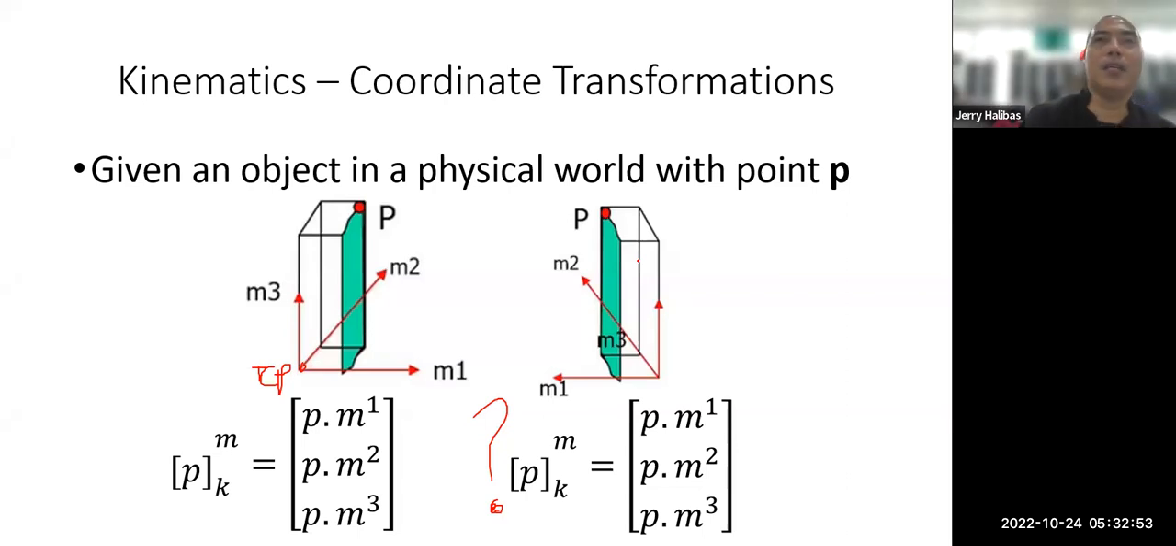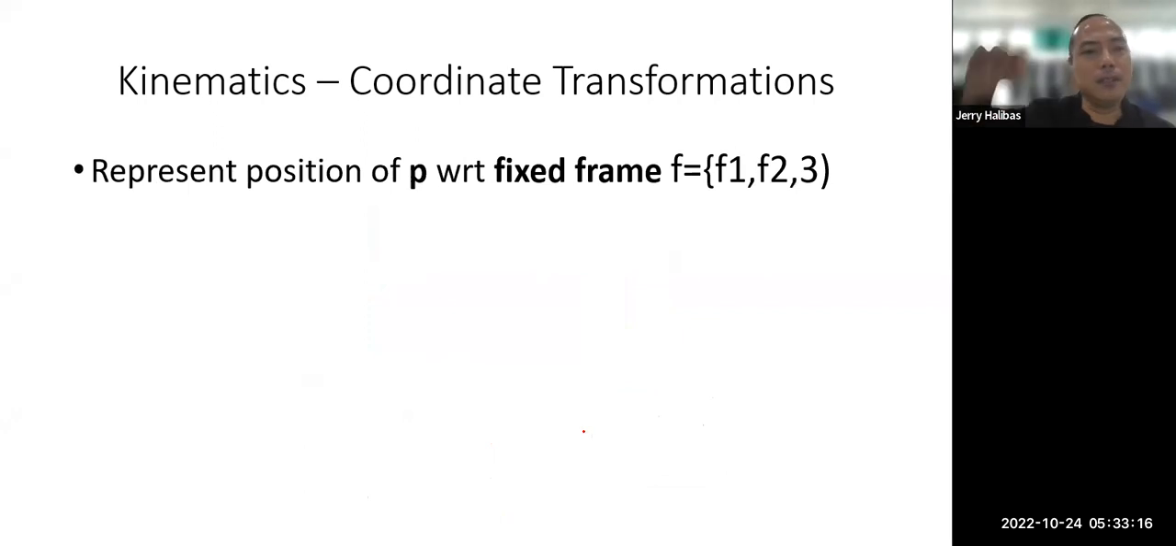But if that is in reference to the fixed reference frame such as the base, take note this is just for the mobile frame, the reference M. But if it is the base, it's different. Okay, so let's continue. Represent position of P with respect to the fixed frame. F1, F2, and F3.